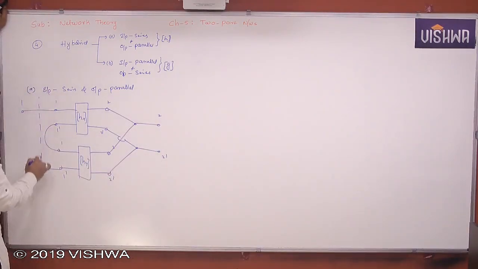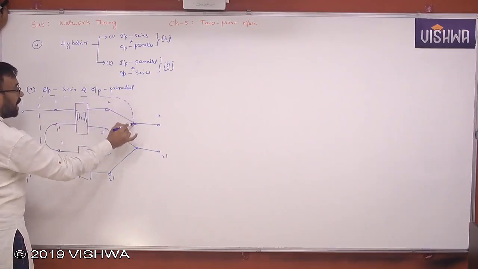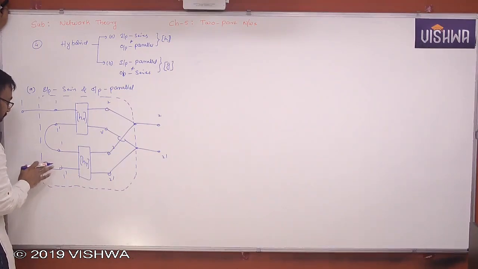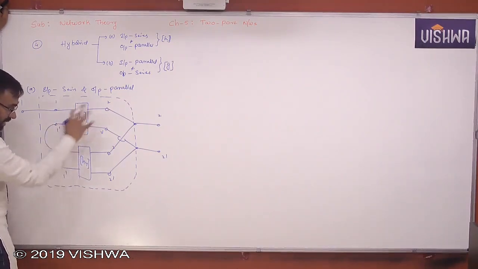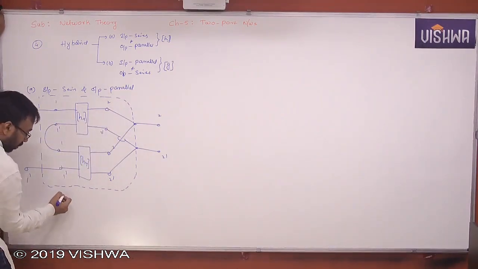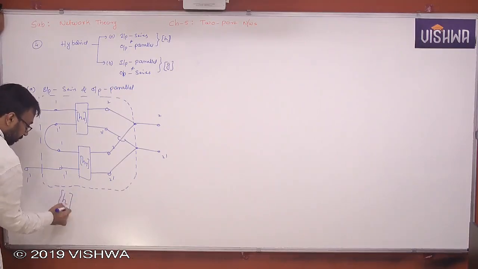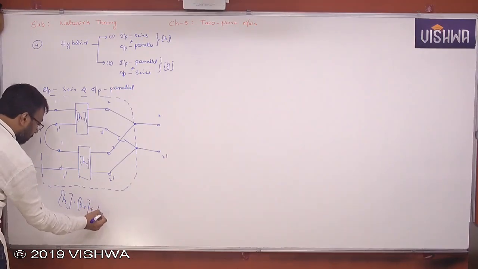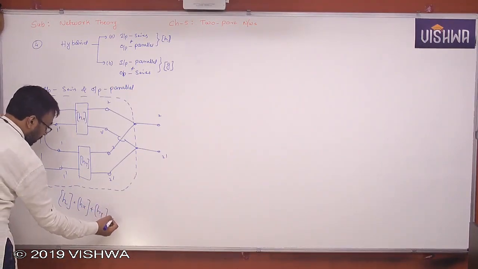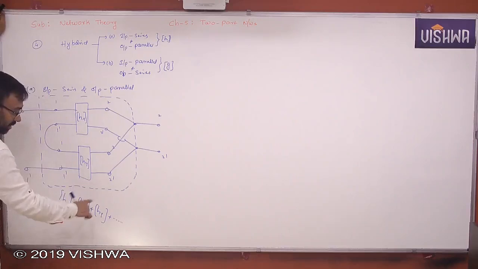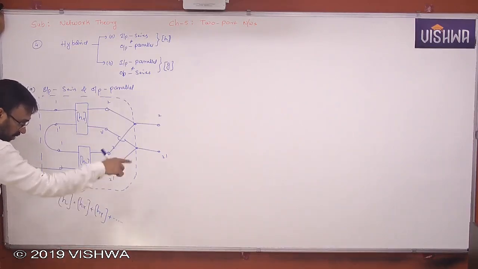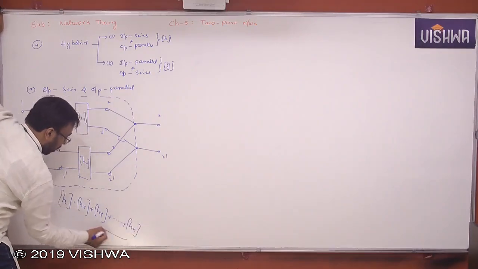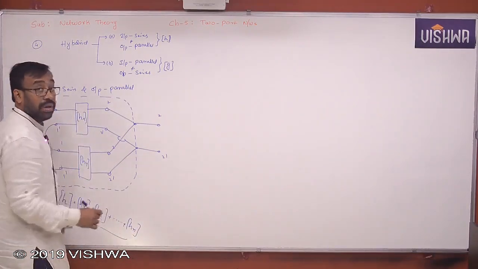So this overall two-port network is replaced by, the resultant is replaced by a single two-port network. So what is the overall two-port network you get? H is equal to Hx plus Hy. If there are n number of two-port networks connected like this, then you will get sum of all individual H matrices. I hope you understand.